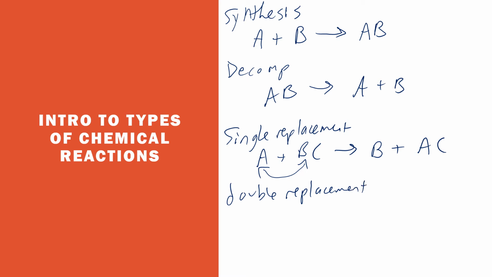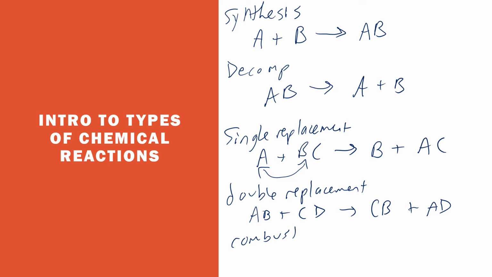The next one is double replacement. Double replacement is when you're reacting two ionic compounds and the metals swap partners. So you wind up with something like this. And I'm just using generic letters so you can see the pattern.